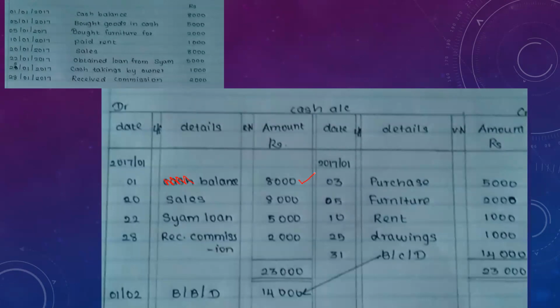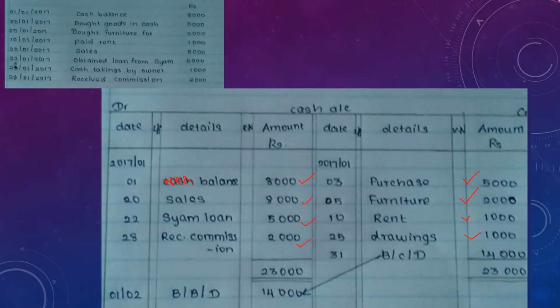Then bought goods in cash 5,000, purchase. Bought furniture for 2,000. We have to write furniture. We don't normally use the word bought. Paid rent 1,000, credit side, rent. Obtained a loan from Shyam, loan. And there is a sales 8,000. No messages in between. If you have a doubt, please ask. Obtained loan from Shyam, loan 5,000. Cash taken by the owner, that means drawings 1,000. And received commission 2,000, debit. All correct. Any doubt? Messages came.